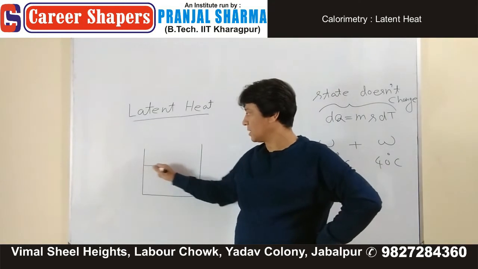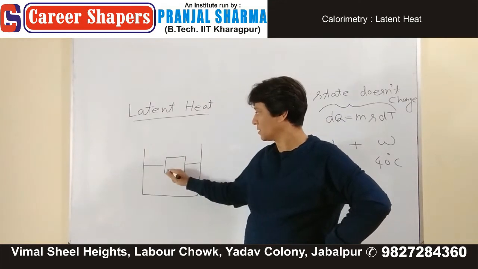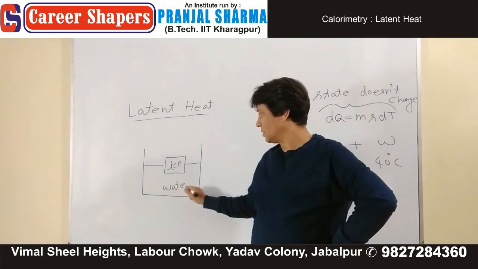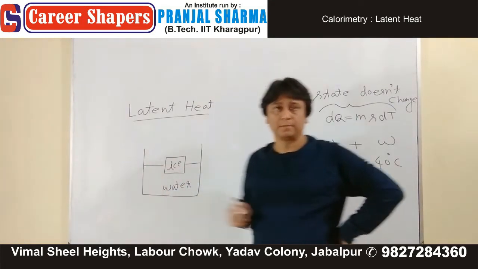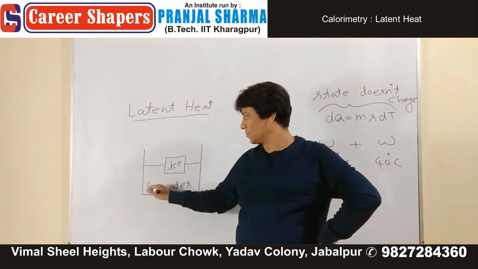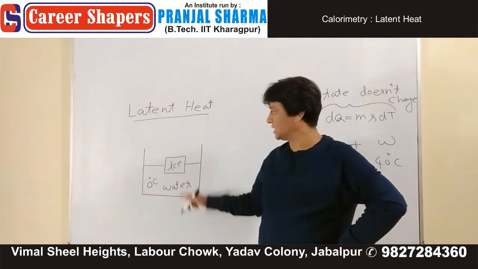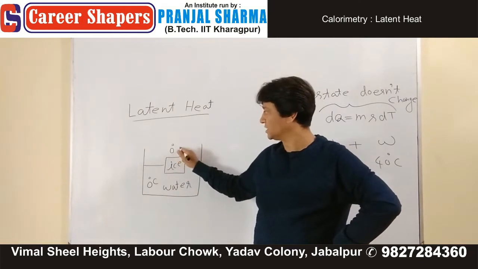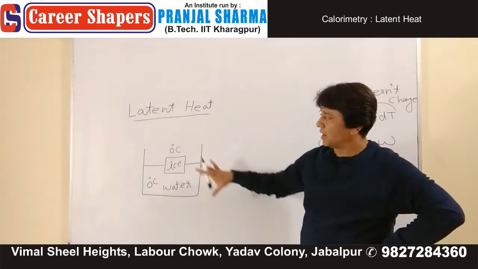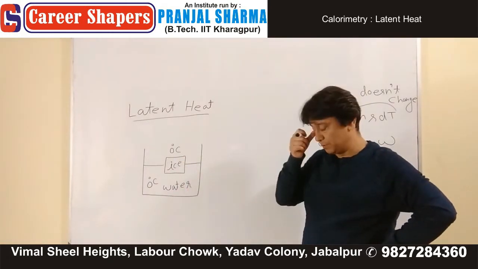Suppose we have an ice cube floating in water, and the system is in equilibrium. At equilibrium, water is at 0 degrees Celsius, and ice is already at 0 degrees Celsius. Now, at this equilibrium setup, water is at 0, ice is also at 0.